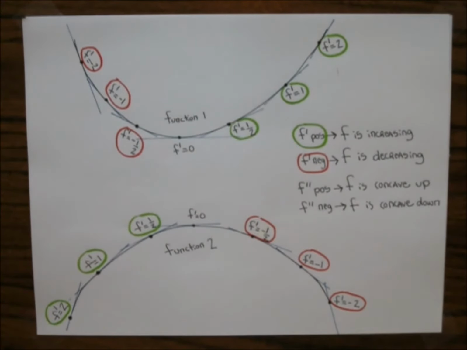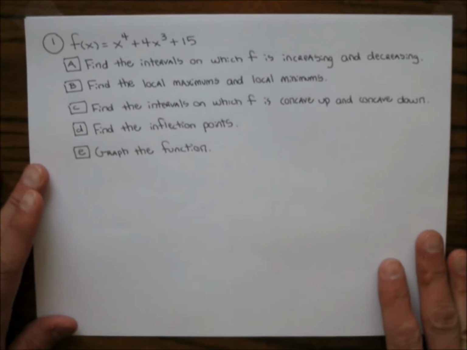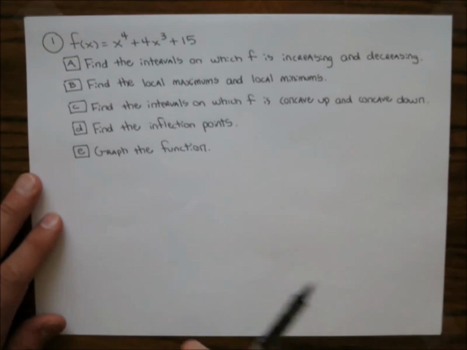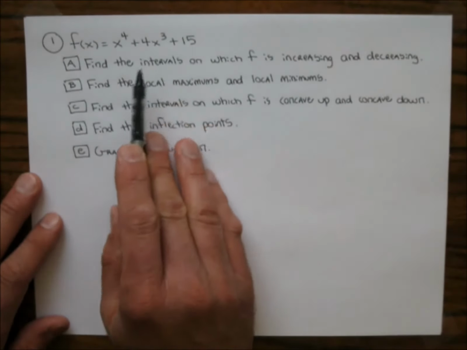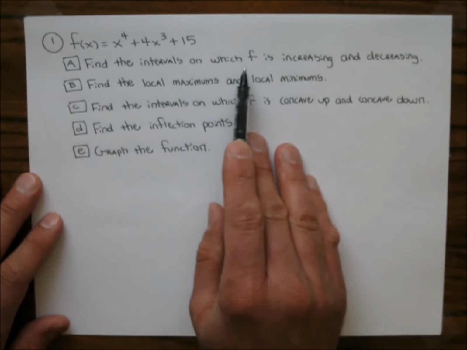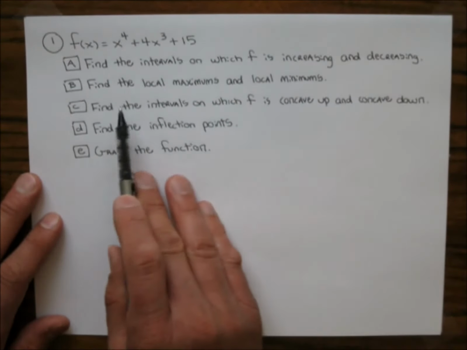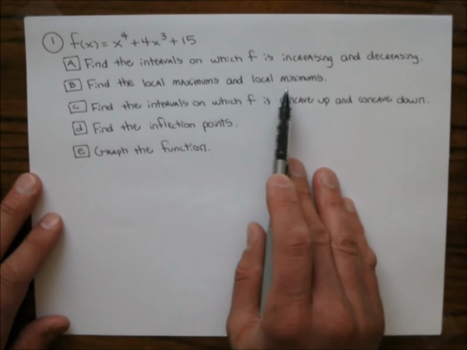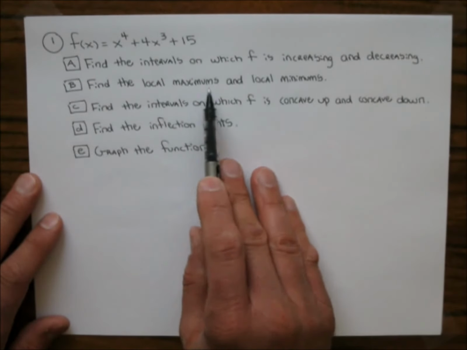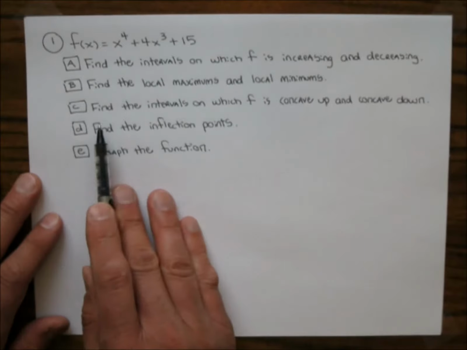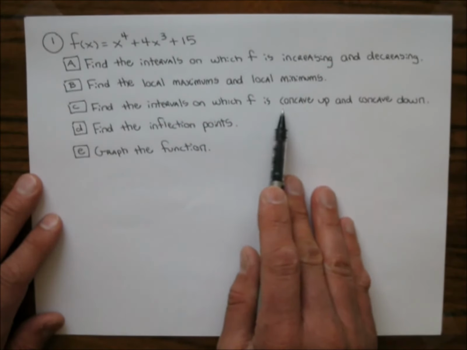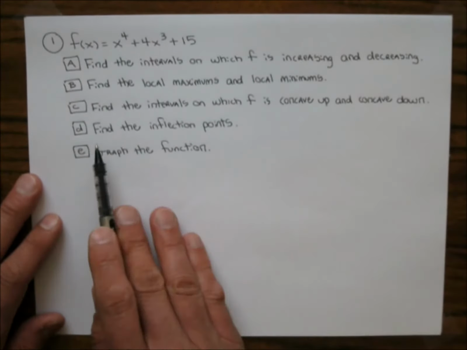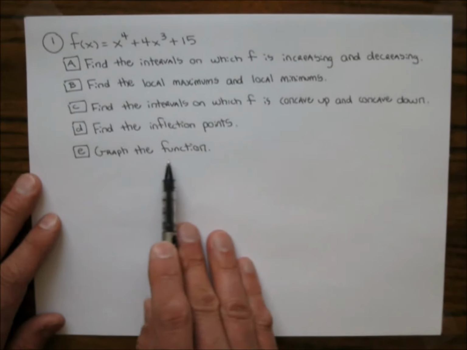I think now we're ready to do a problem that covers a lot of problems in your homework. So let's go ahead and do this problem. We have a function, it's a polynomial. They ask us to find the intervals on which f is increasing and decreasing, find the local maximums and minimums, and really I should say maxima and local minima, oh well. Find the intervals on which f is concave up and concave down, find the inflection points, graph the function.